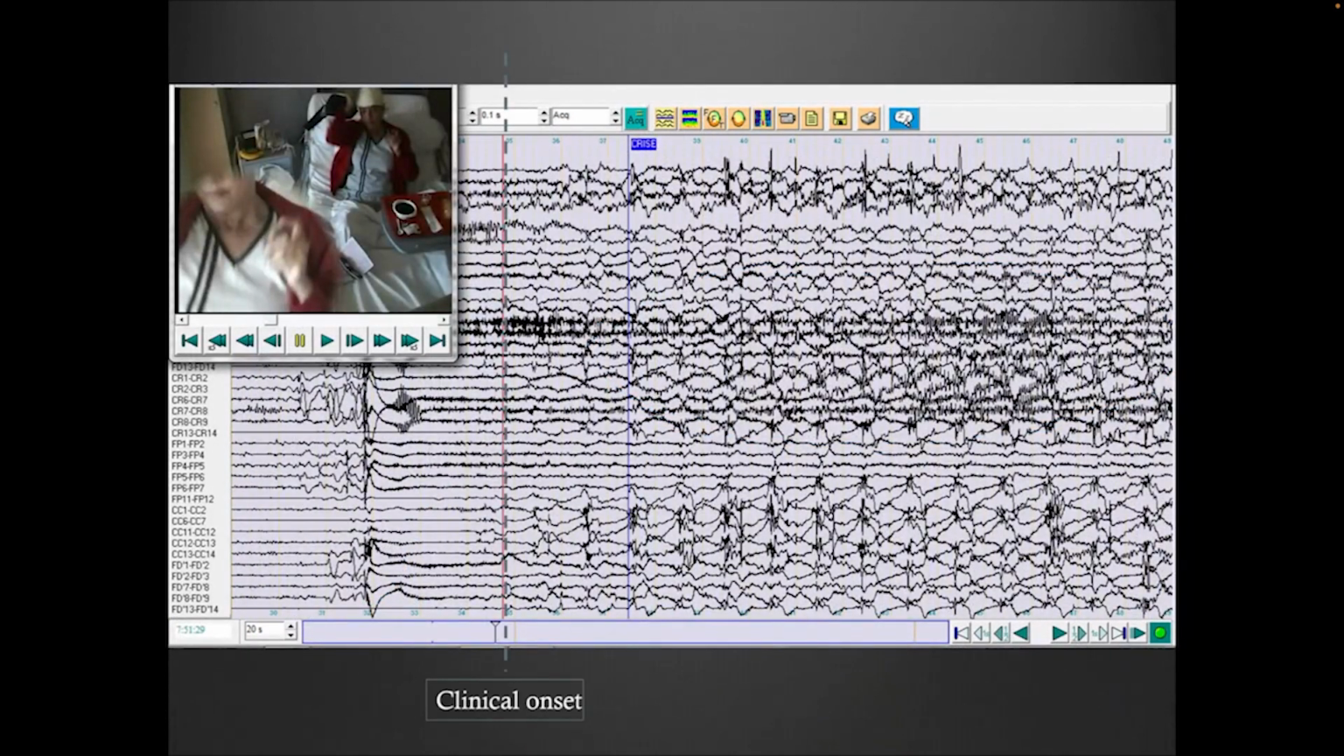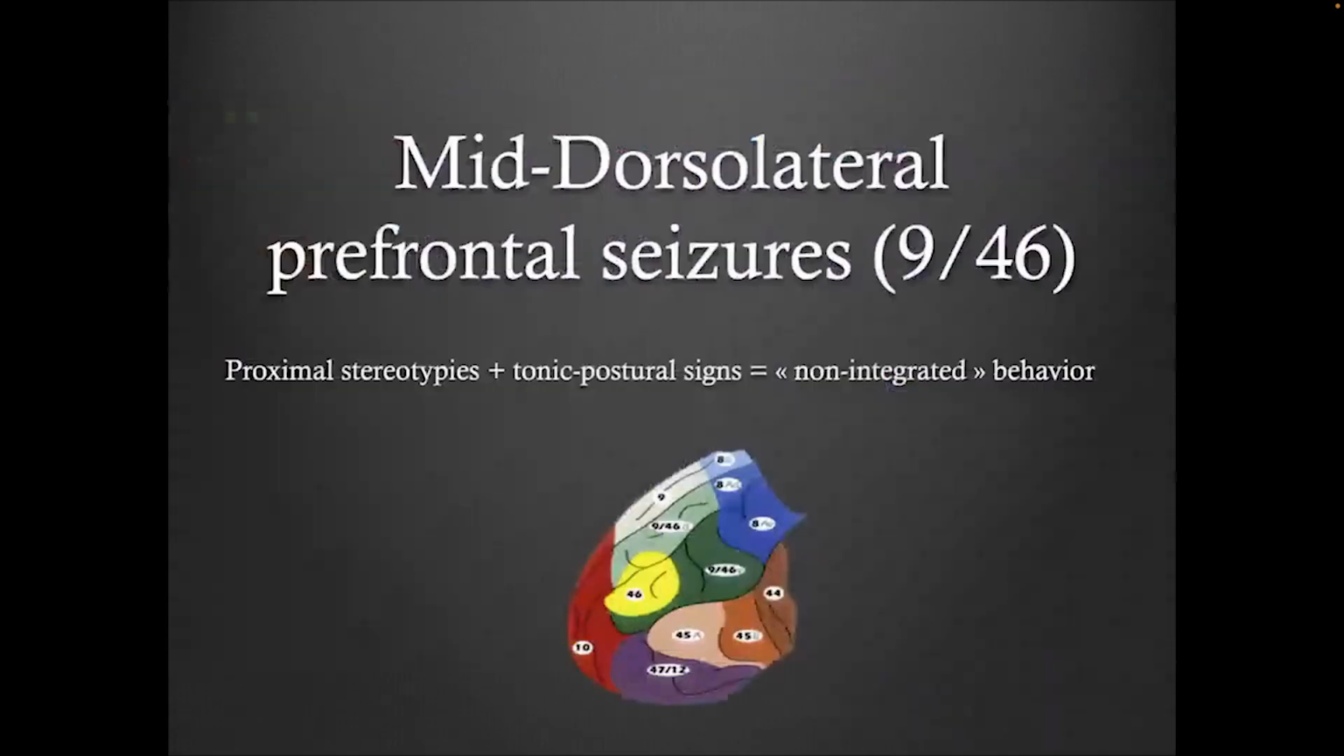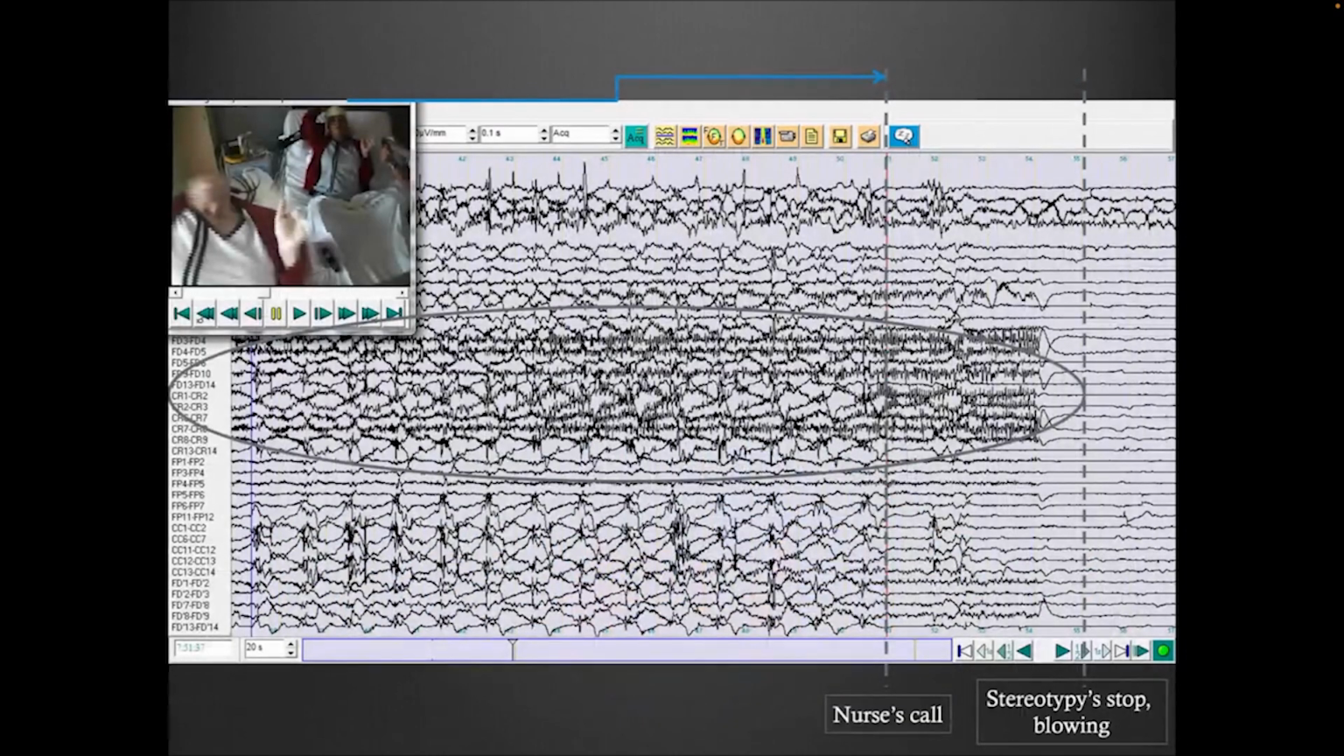And you see that the clinical onset was a few seconds after the onset, and it lasted with this discharge. CR is the cingulate region, and FD, frontal dorsal, is the superior frontal sulcus. The seizure continued and stopped just at the end of the discharge when the nurse called her.